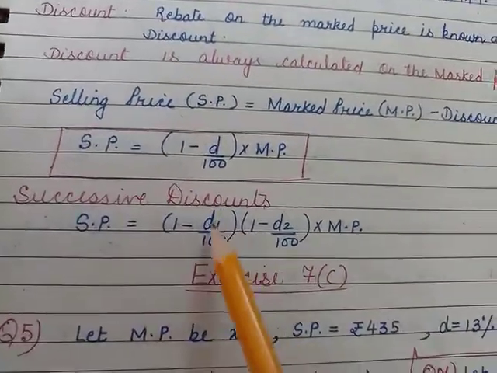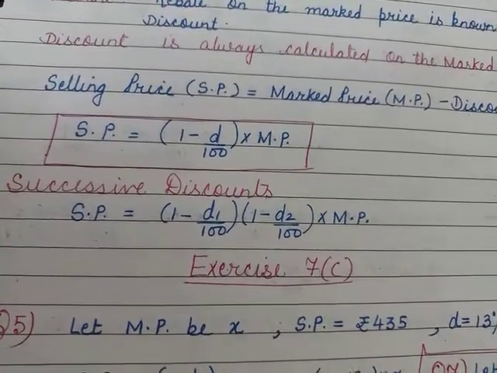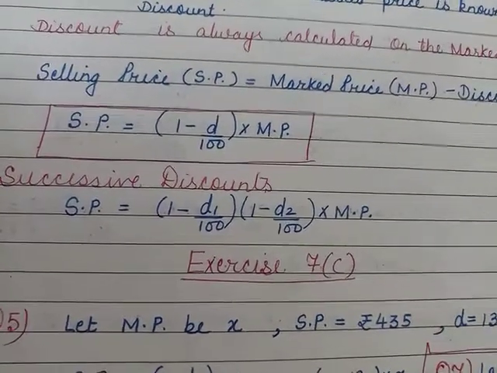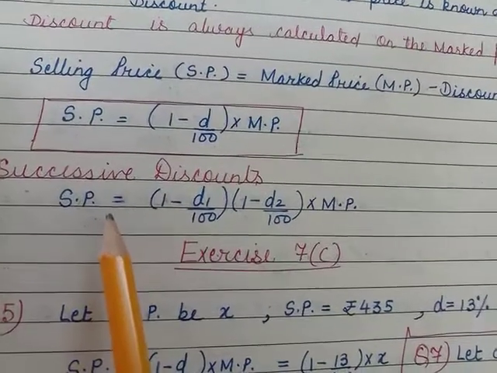Sometimes we have successive discounts. They give 30% discount and 40% discount together, they say. That means we are getting 70% discount. No. We need to use this formula to find how much actual discount they are giving.